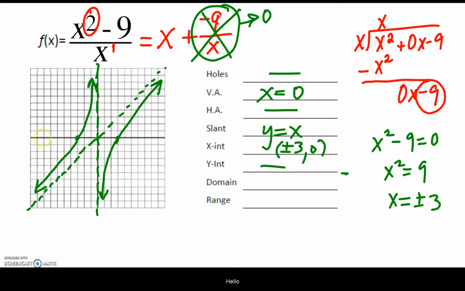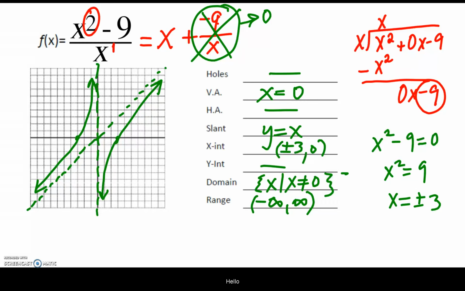Domain, what x values are being used here? You always have to exclude wherever the vertical asymptotes are from the domain. So this is the set of all x's such that x does not equal 0. Range. Looks like all real numbers here, so I'll just put negative infinity to infinity. And so that's our first one with a slant asymptote.